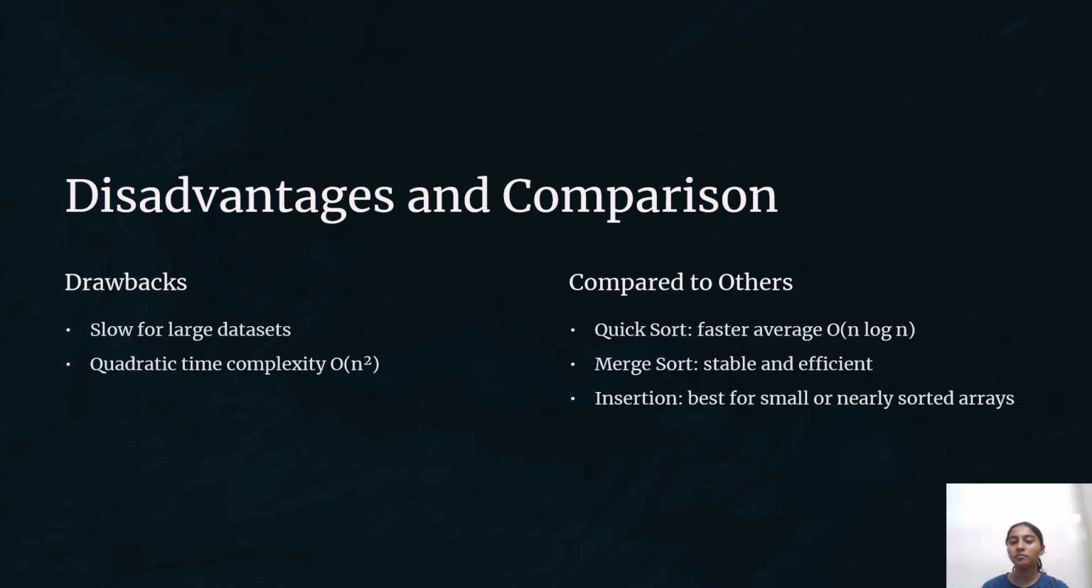Then we will see comparison. First one is quick sort. Quick sort has an average case time of n log n, which is much faster for larger data sets. Next one is merge sort. Merge sort is both stable and efficient with guaranteed n log n time complexity. And the insertion sort. Insertion sort is useful for small arrays or nearly sorted data where it can outperform more complex algorithms due to lower overhead.